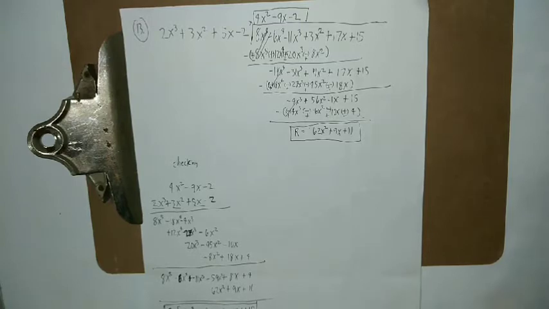Then you use the cancellation method, so the answer is negative 4x cubed plus 56x squared minus 1x plus 15. Then you divide again 2x squared to negative 4x cubed, so it will give you negative 2. Then you multiply negative 2 to 2x cubed plus 3x squared plus 5x minus 2, so it will give you negative 4x cubed minus 6x squared minus 10x plus 4.